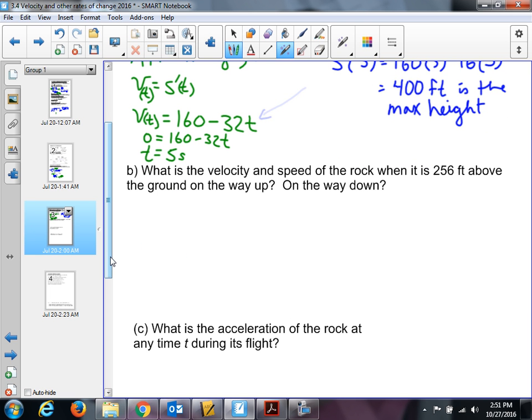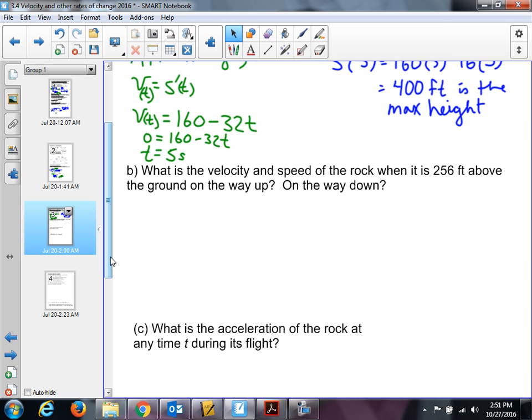What is the velocity and speed? They're asking two things. They're not synonyms, and we've talked about this. One has direction, one doesn't. The velocity and the speed when it's 256 feet above the ground on the way up and on the way down. We need to find the times when it's at 256 feet above the ground, on the way up and on the way down.